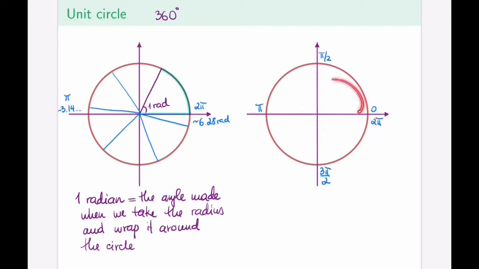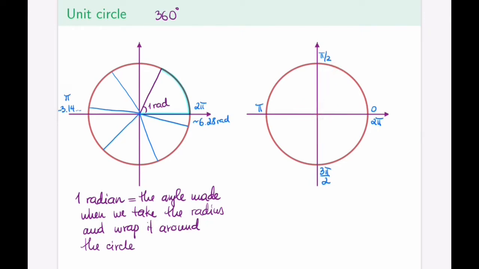Now, of course, I can keep going around and around as many times as I want, and that again justifies why sine and cosine functions are in fact periodic, because the point on the circle here might correspond to the first time I hit it on my rotation, or the same point might correspond to me going around full circle once and then stopping on the second rotation around.